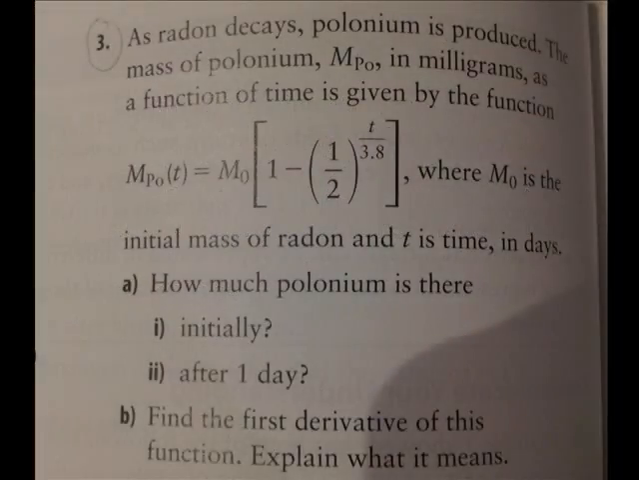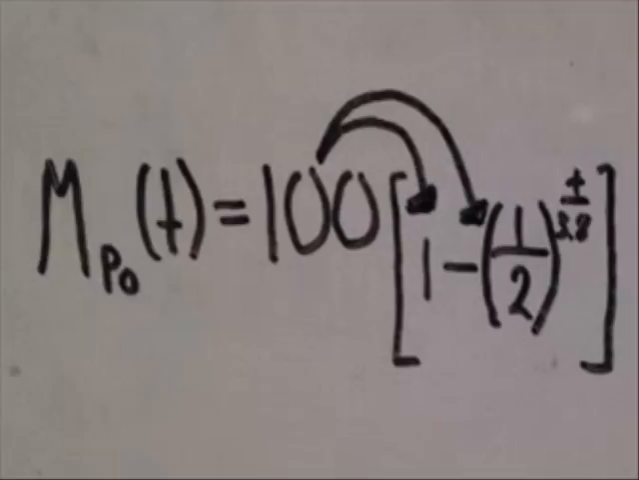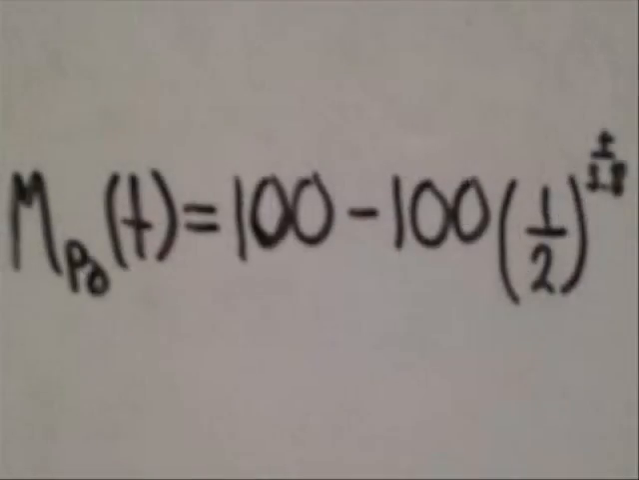The final part of our question, which is part B, asks us to find the first derivative of the function and explain what it means. We're provided with the equation, and we're tasked with finding M_Po prime. The first step is to eliminate the brackets by multiplying everything inside the brackets by the number outside the brackets, which happens to be 100. So 100 times 1 becomes 100. But when you are multiplying 100 by the half, you leave the 100 just outside the brackets around a half, due to the exponent with the unknown that is applied to the half.